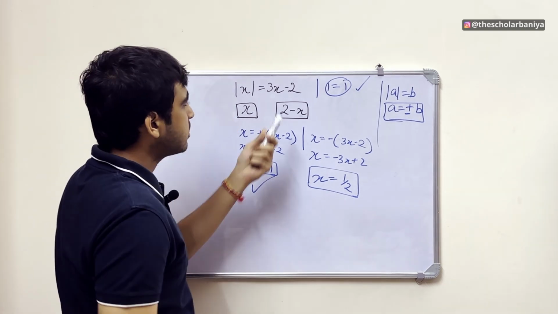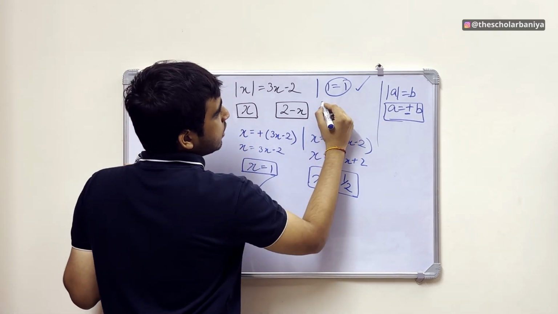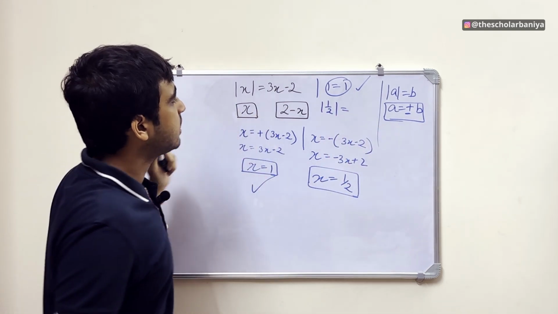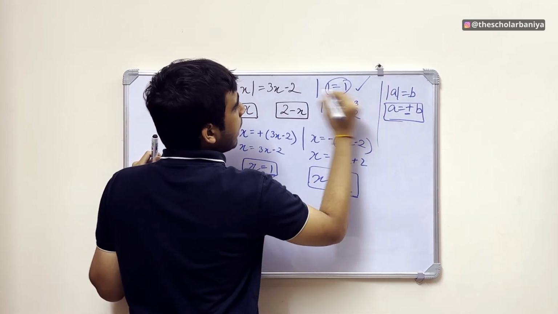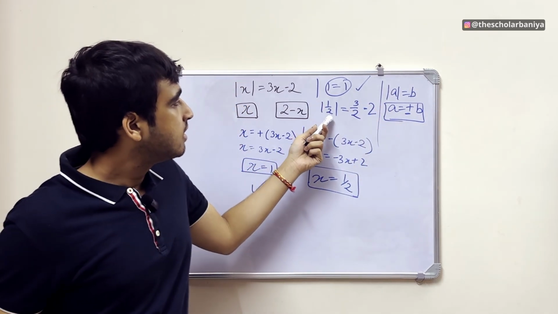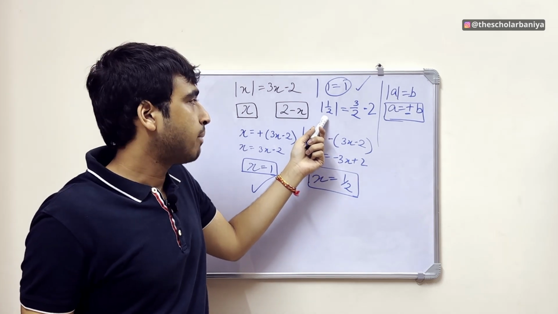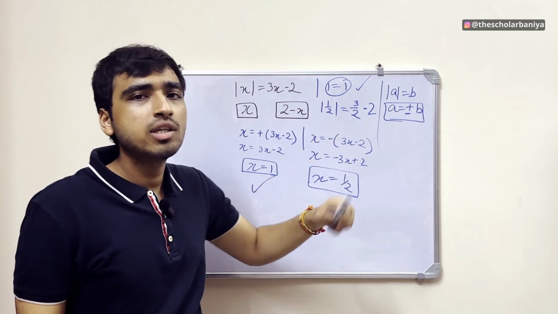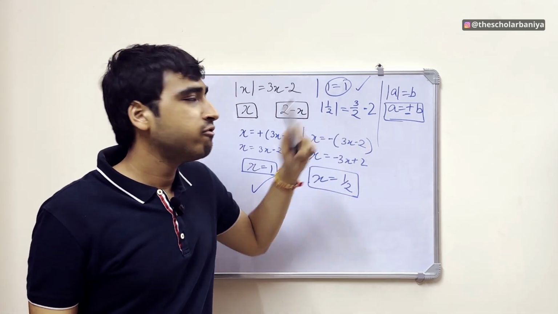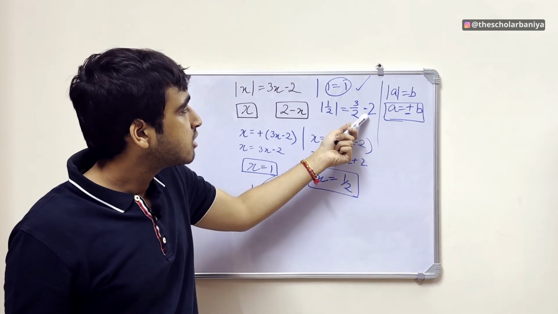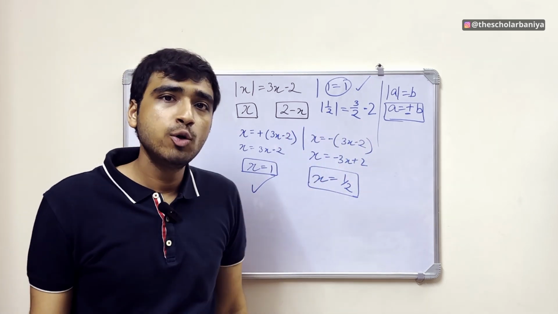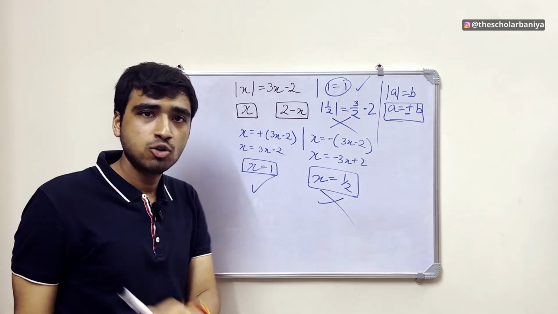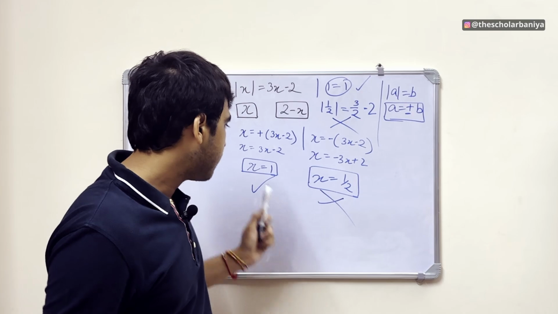But if you take x equals 1 by 2, then mod of 1 by 2 is equal to 3 into 1 by 2, which is 3 by 2, minus 2. If you see, this side is positive, mod of 1 by 2 is 1 by 2, which is positive. On this side, 3 by 2 is 1.5, and 1.5 minus 2 is minus 0.5. So minus 0.5 cannot be equal to plus 0.5. So this is wrong, right? So that means x is equal to 1 by 2 is not a solution. So the only solution you have is x equals 1.